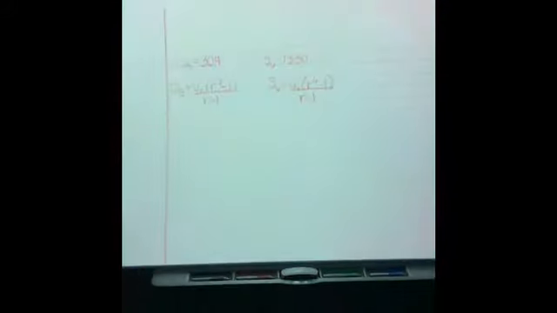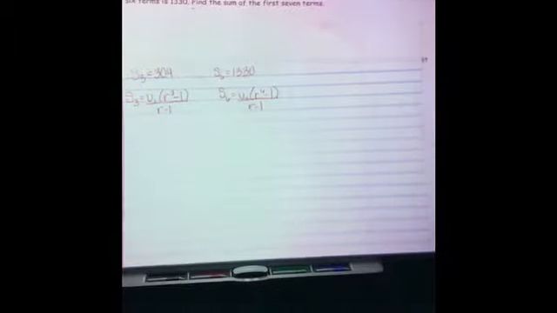Is this too dark? It's pretty dark. Here. Is that better? Okay.